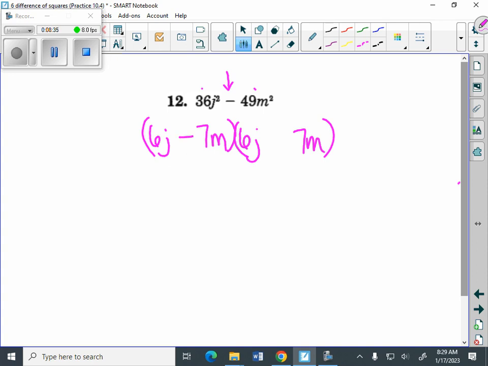I tend to write the minus sign first. Another Algebra 2 teacher might write the plus sign first. It does not make any difference. Notice the same values in each parentheses, just different signs.